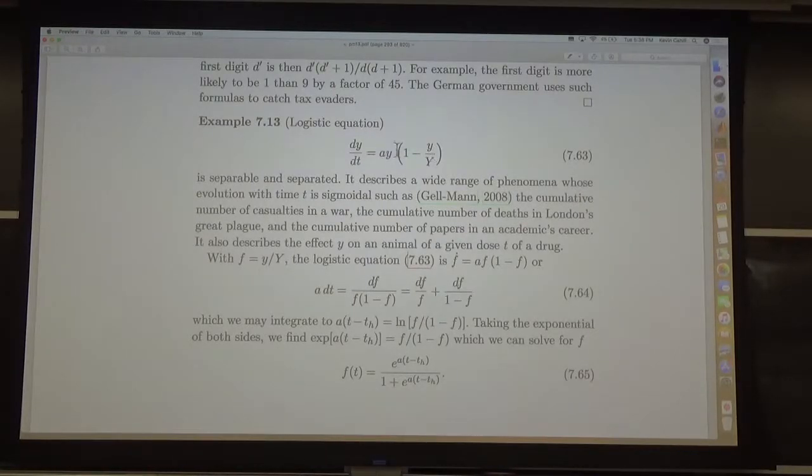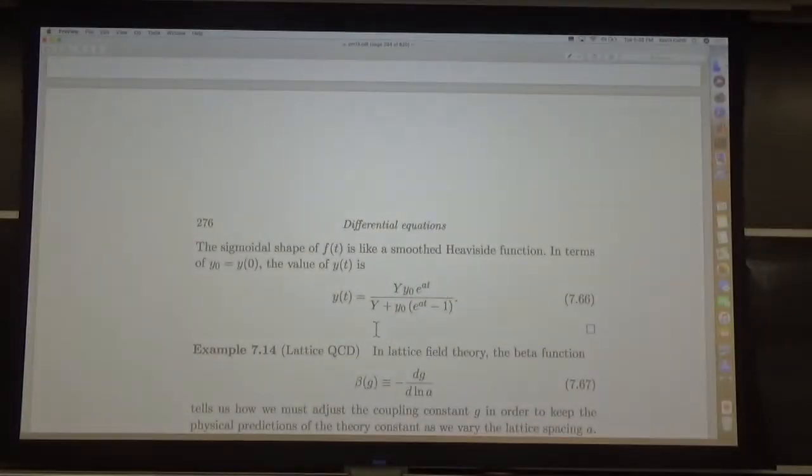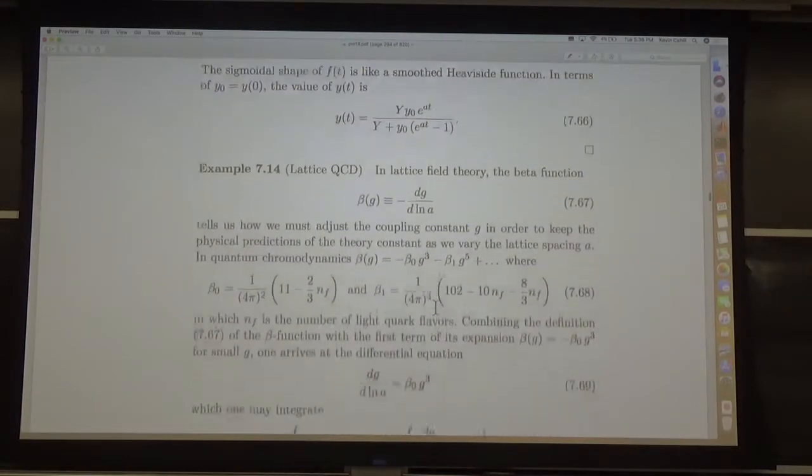If we integrate it, what we do is we set f equal y over capital Y, and then we can rewrite the equation this way and integrate it, and then one can write it in this form as well.